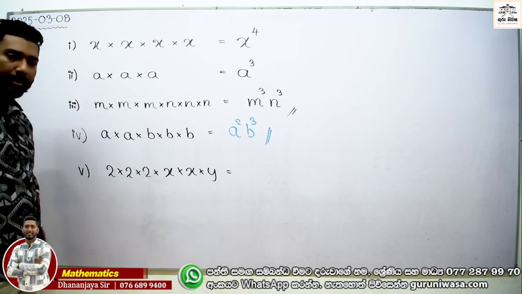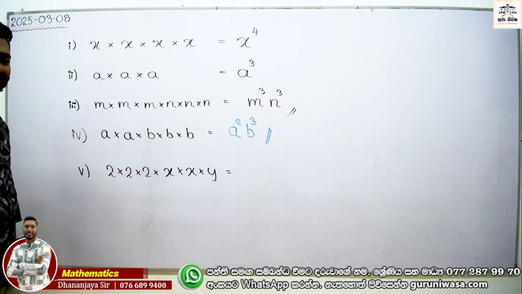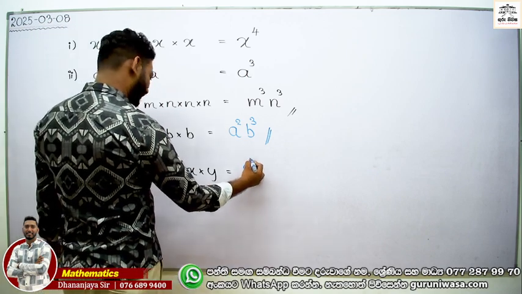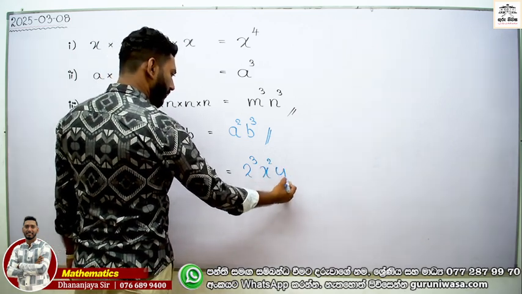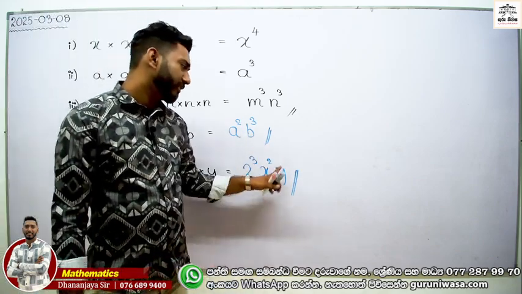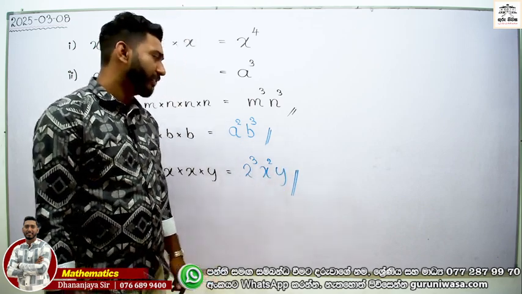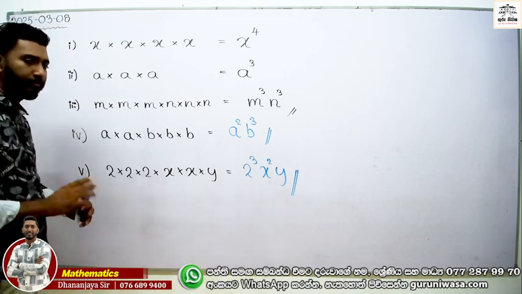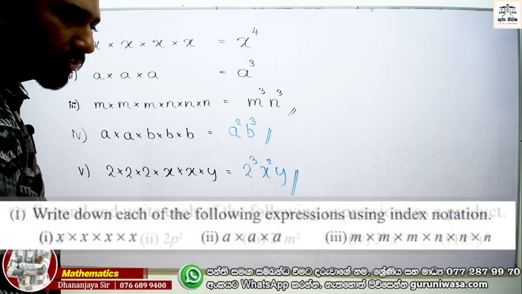And the next one. What is the answer for the 5th one? 2 to the power of 3, x to the power of 2 times y to the power of 1. y to the power of 1, it is not necessary to put the 1, right? This is the answer. Very good. Both are great. Well done.